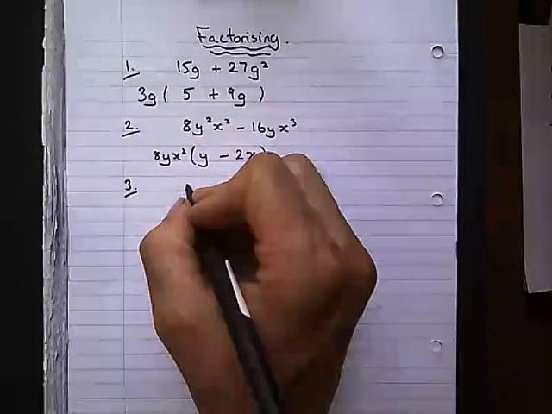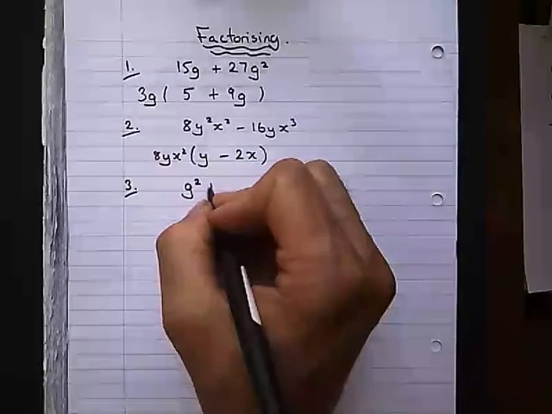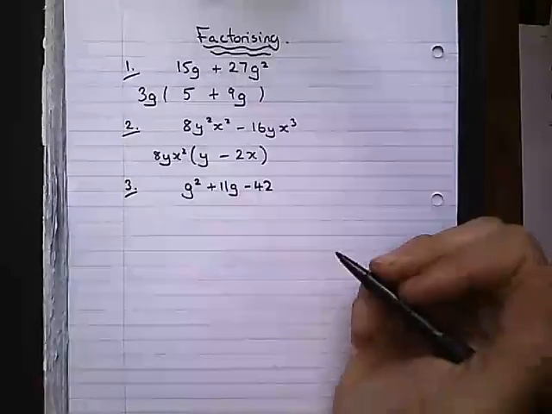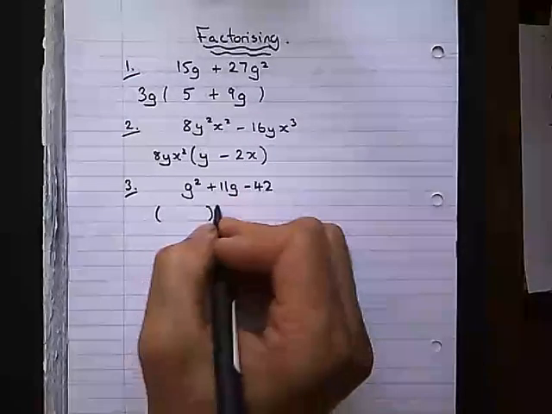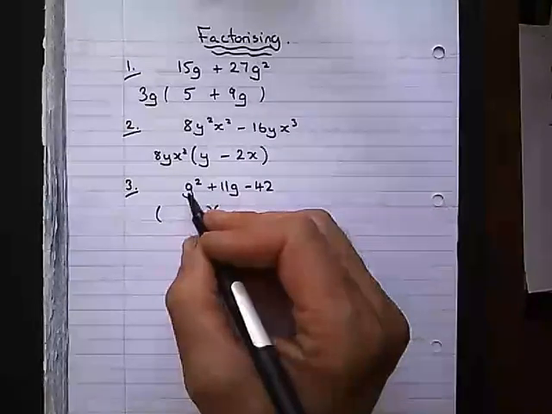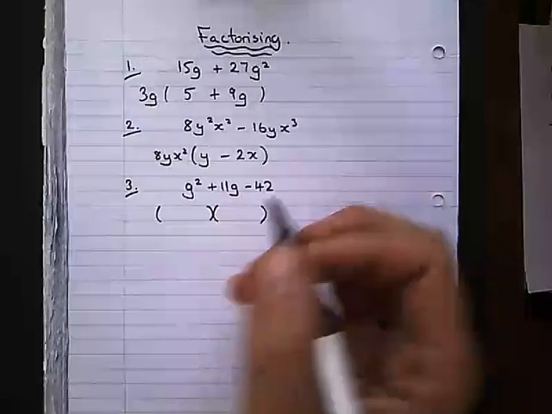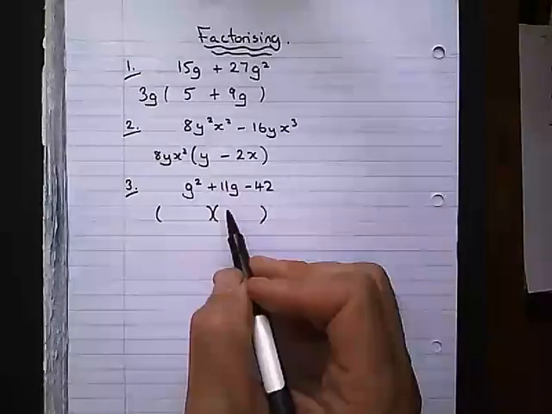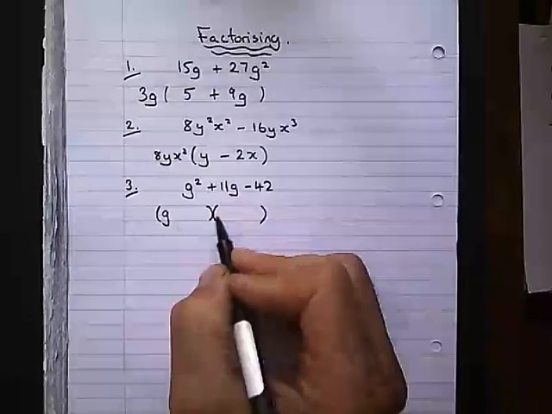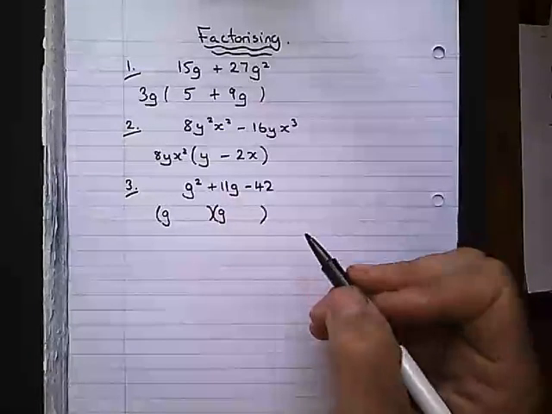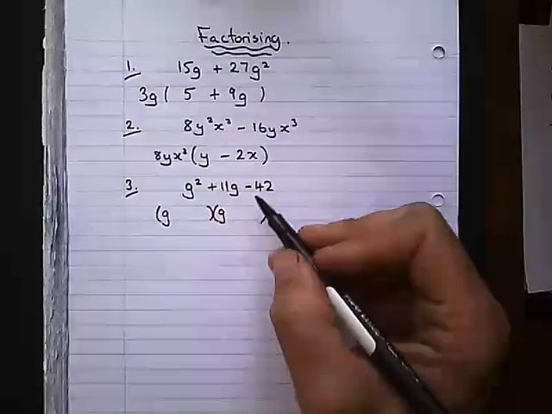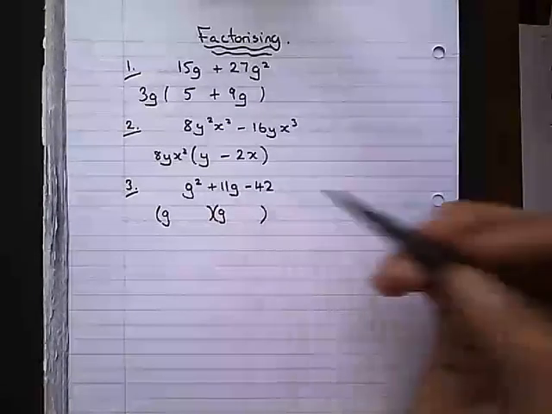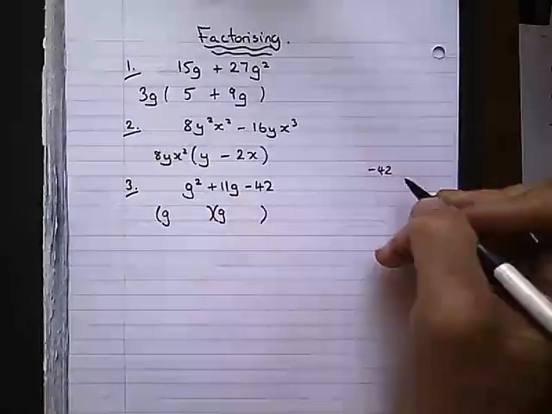I want to factorise g squared plus 11g minus 42. What I'm looking for is to put it into two brackets. There's no number in front of the g squared, so it's a nice straightforward one to begin with. To get g squared, I'm going to have to multiply g by itself, so there must be a g in both brackets. Then I need to look at the numbers that go in the brackets. These two numbers must multiply to make minus 42.